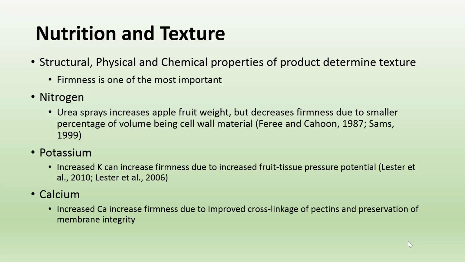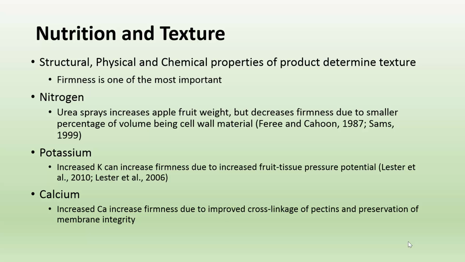Texture is determined by the structural, physical, and chemical properties of a product. Firmness is one of the most important parameters of texture. There are many examples of how particular nutrients affect texture. Nitrogen in the form of urea sprays can increase apple fruit weight but also decrease firmness due to a smaller percentage of the fruit's volume being cell wall material.